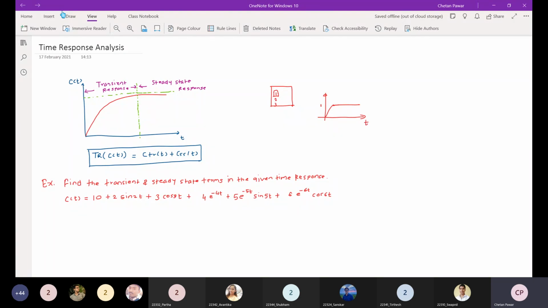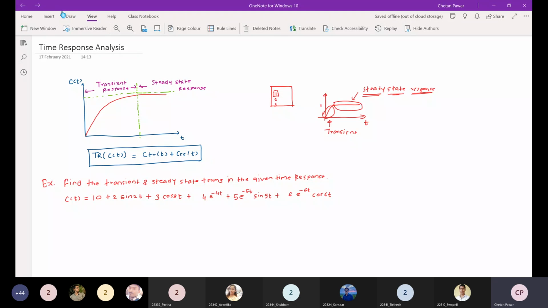In that particular lecture I told you that this part of the elevator response with respect to time is called a transient response. After the elevator reaches floor 1, that is the steady state of the elevator. So this is the steady state response of the system. All these systems are real-time, practical systems, so this time response analysis is very important.